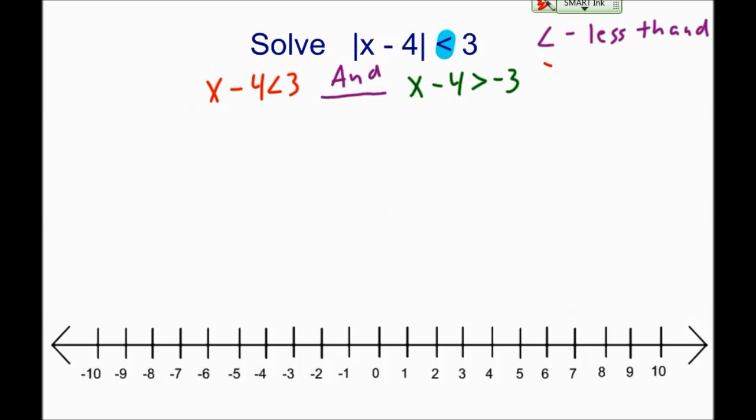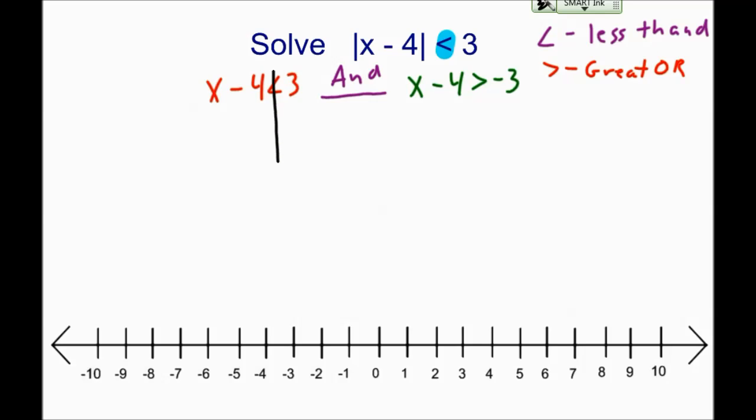If I have a greater than sign, and this could be greater than or equal to also, just as this one could be less than or equal to also, we say this is a greater than sign. And that tells us we're going to have an or inequality. Since this one is a less than sign to start, it's going to be an and inequality. So that's the original groundwork we need to do, set up our two inequalities.